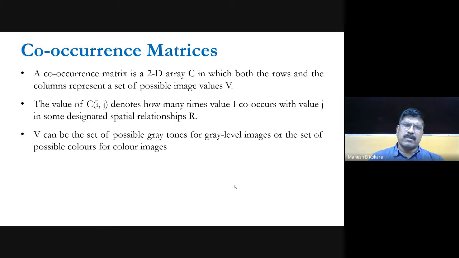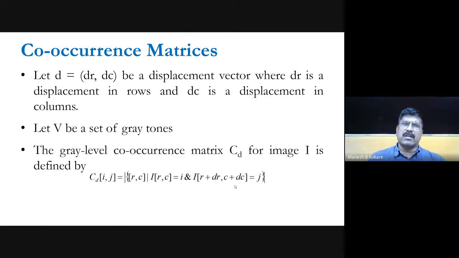So let D equal (dr, dc), where R means rows and C means columns. So D is the displacement vector, where dr is the displacement in the row and dc is the displacement in the column.